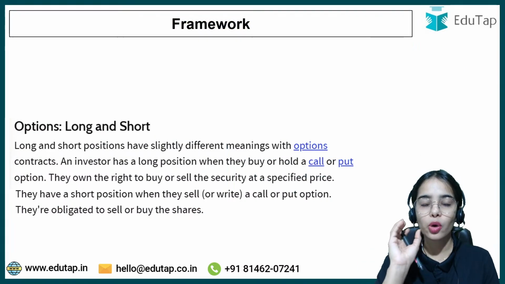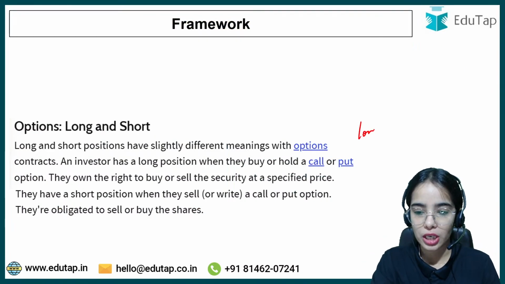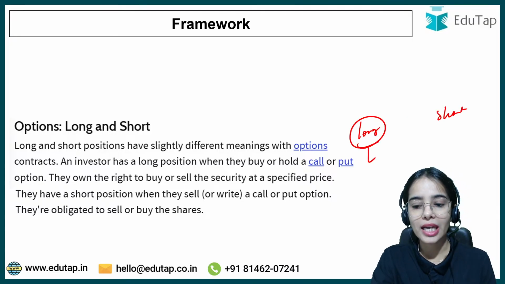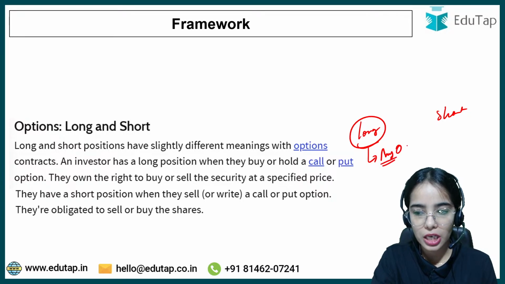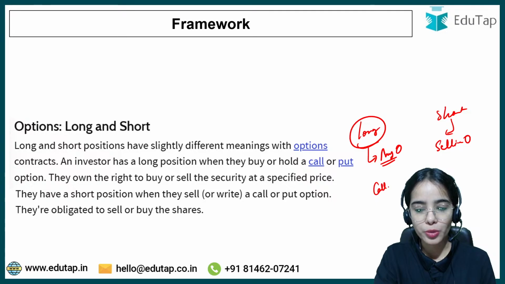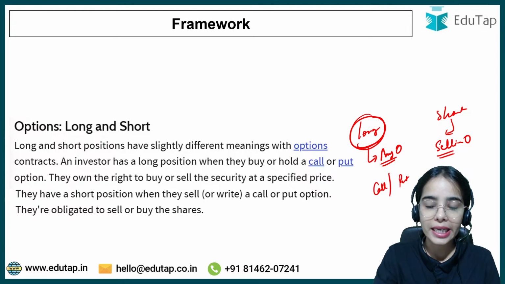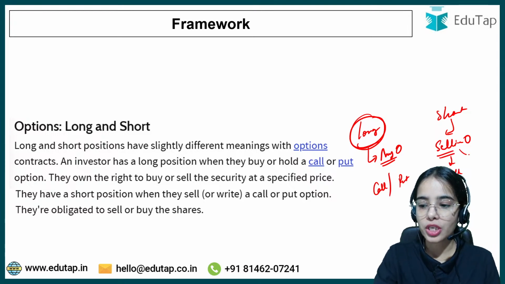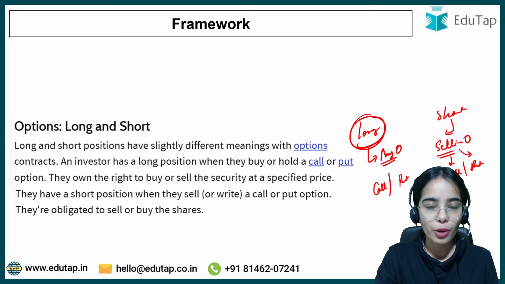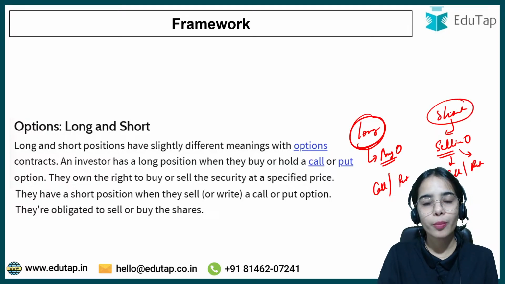Now there is something known as long and short position. Long position basically means the one that is buying the options. Short position means the one that is selling the options. If I'm buying a call option or a put option, that means I have a long position in options. If someone is selling the call option or the put option, that means the person has a short position in options.